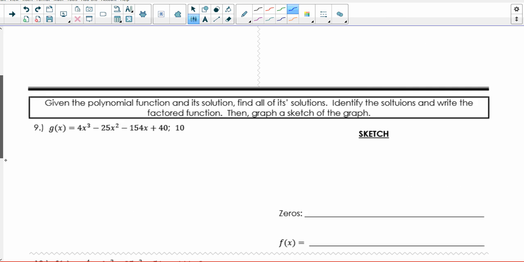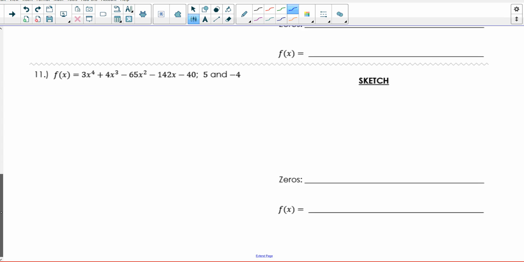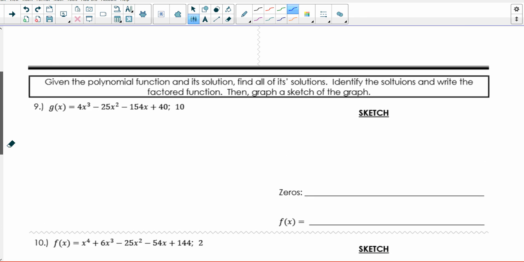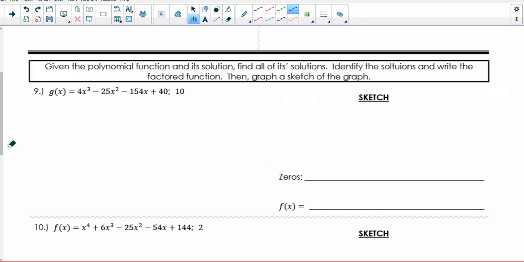And then number 9, number 10, and number 11 are all asking the same thing. Okay, given a solution, so this is telling you that x is 10, so use synthetic division. You can knock this down a degree, and then you can factor what's left. You can identify the zeros and write it in factored form, and then you can draw a sketch. So it is asking you to do a lot, but we're at the end of the unit. We should be able to pull everything together. Okay? Make sure you check your answers.